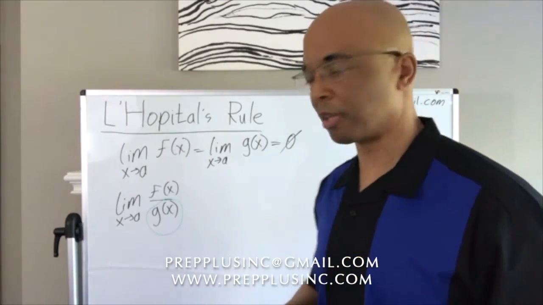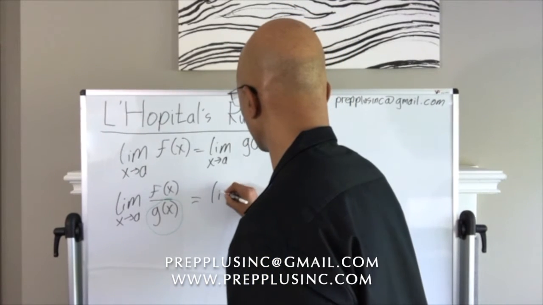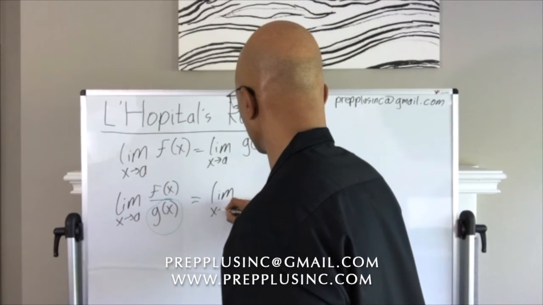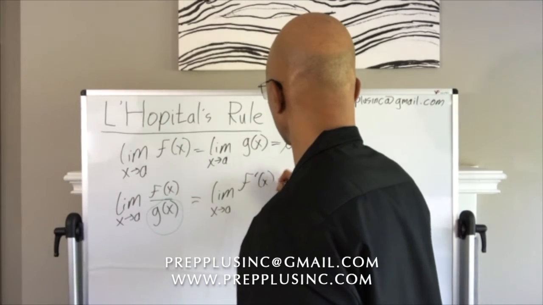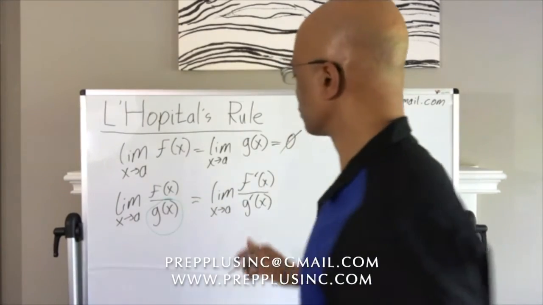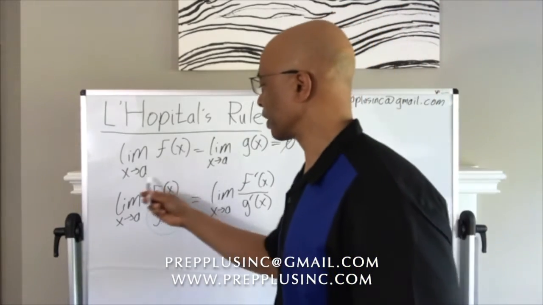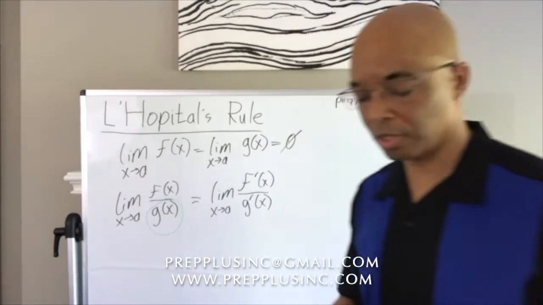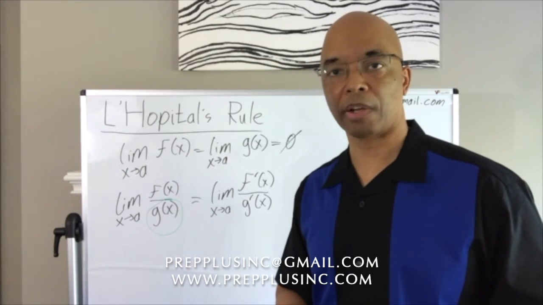But because of L'Hopital's Rule, the answer is the limit as x goes to a of the ratio of the derivatives, f prime of x divided by g prime of x. So as long as this limit exists, it is the limit of the ratio of the two functions. So let's use L'Hopital's Rule to solve a common calculus exam problem.